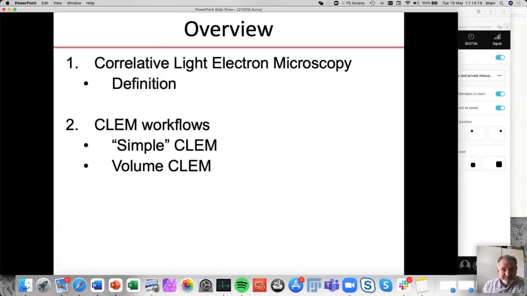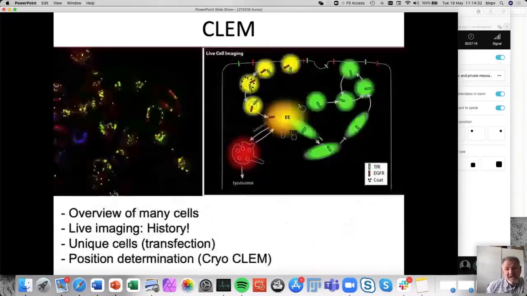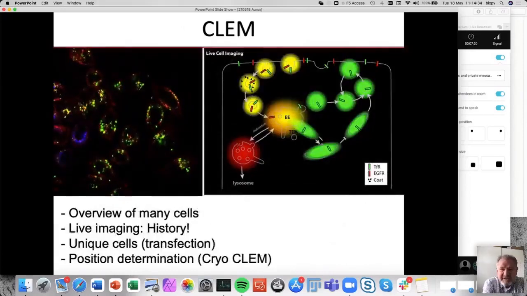a tissue. So correlative light electron microscopy is really the observation and analysis of one and the same event by both light and electron microscopy. And why would you do that?